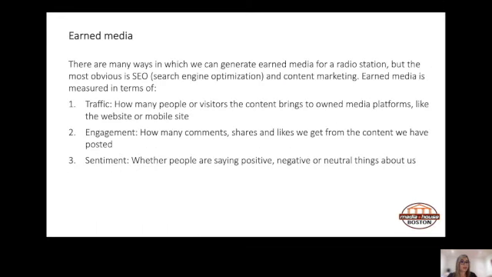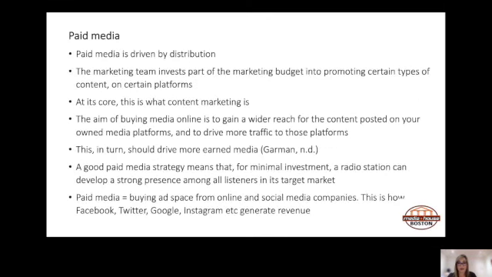So after owned media and earned media, we get paid media, okay?